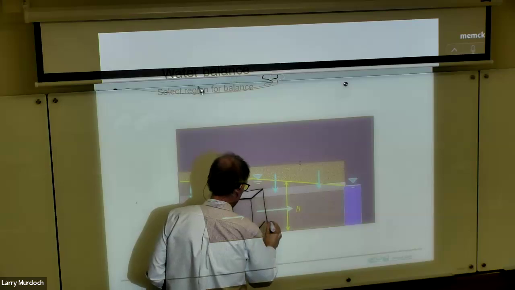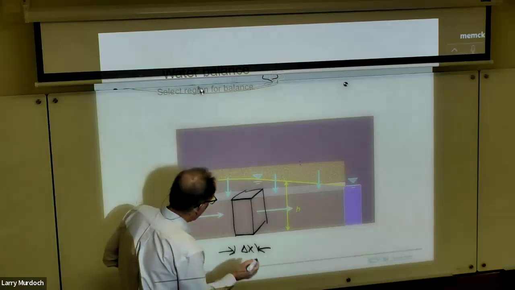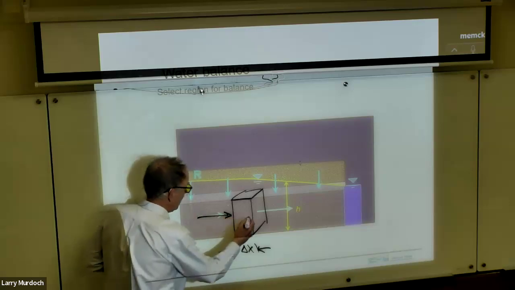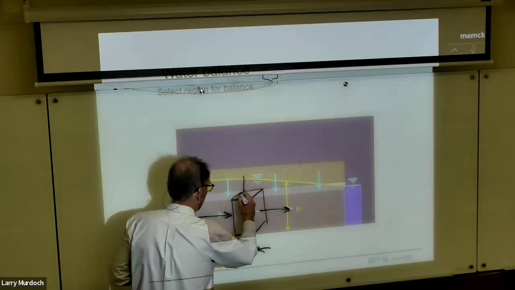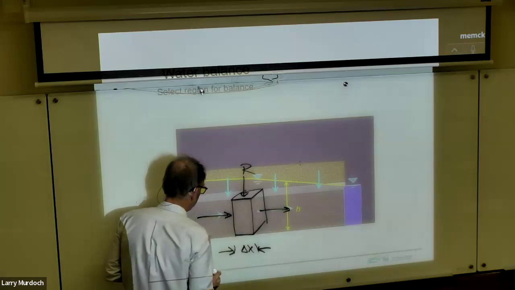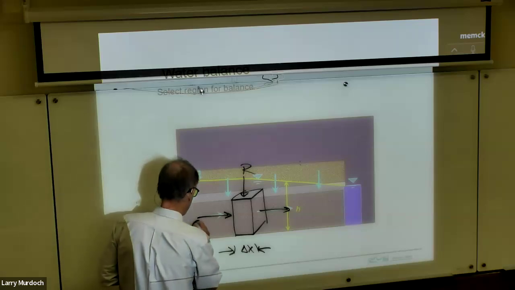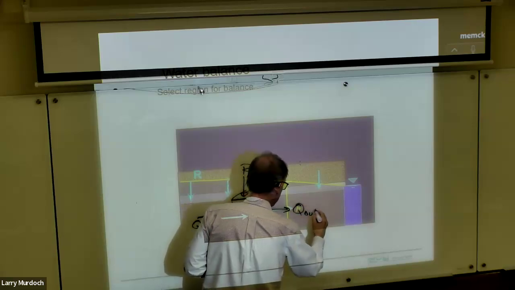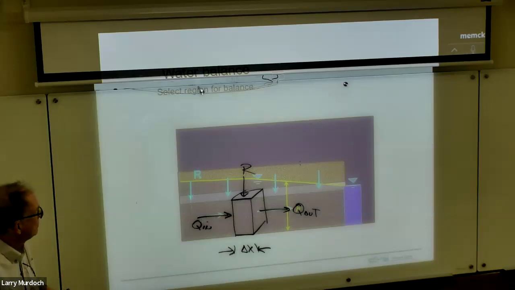So we could draw it like that in 3D. And it looks like from our sketch that we've got a flow going in and a flow going out here. And we have some recharge coming in. So there's recharge. And this would be Q in. So that looks like the sketch.